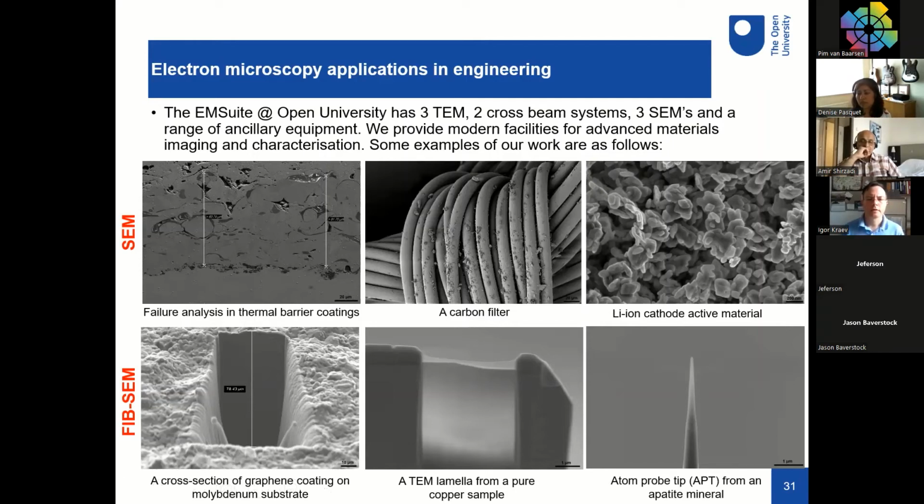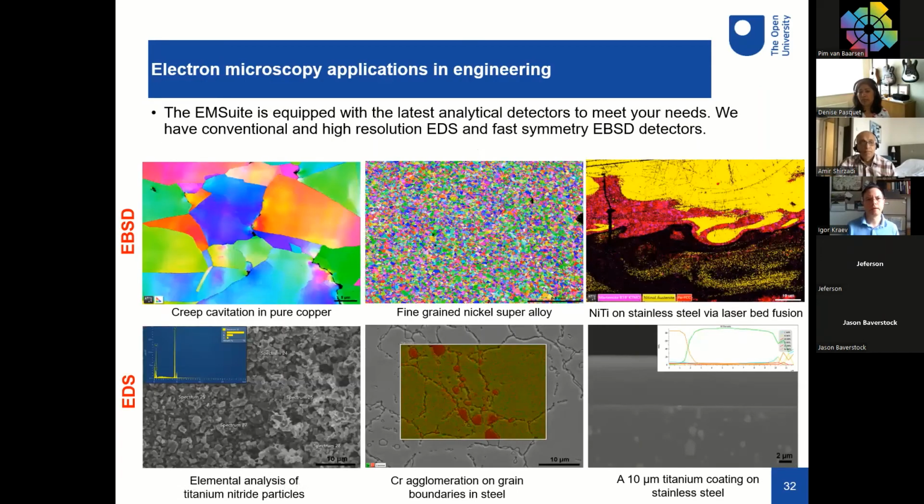And the last technique, quite tricky one, we can prepare atom probe tips, which can be used further for atom probe tomography. Here is example of APT from apatite mineral, tricky sample, charging. However, we managed to do that. We could do that on any material, but mostly metals would be used for this technique. Next slide, please.